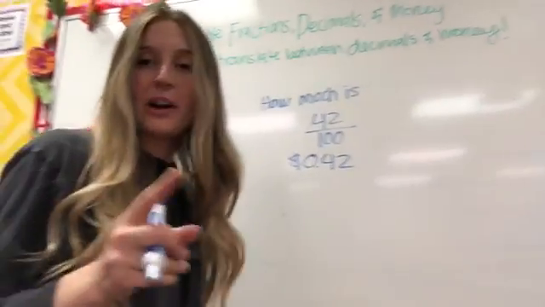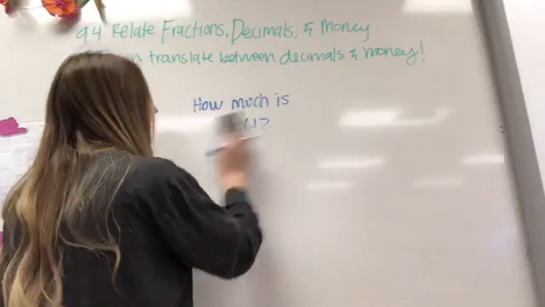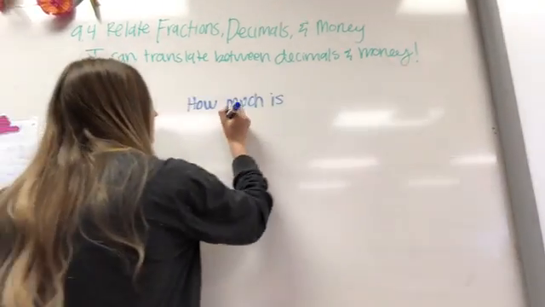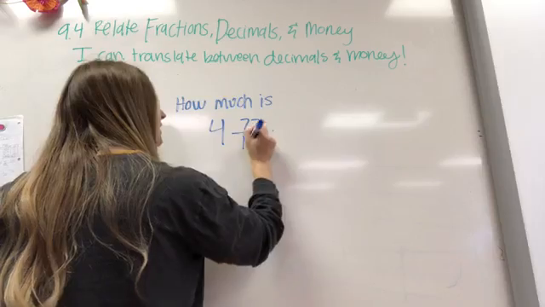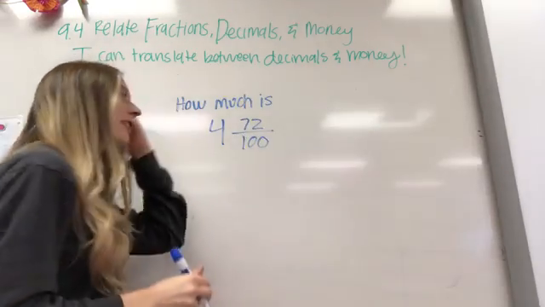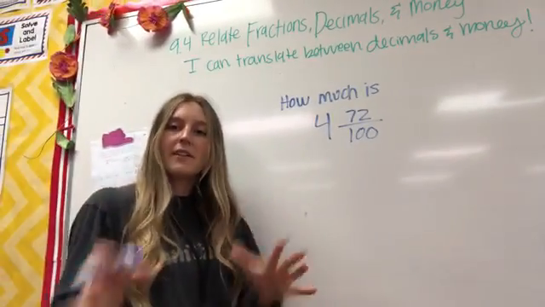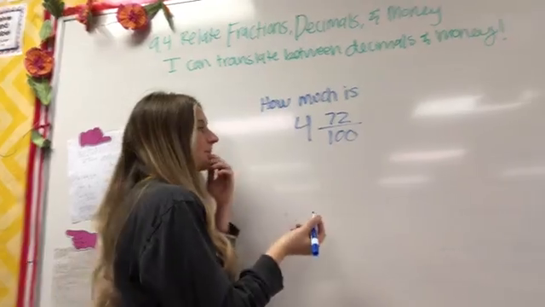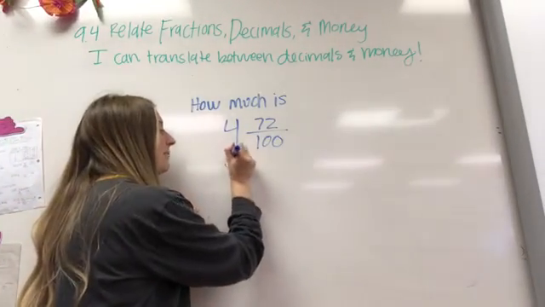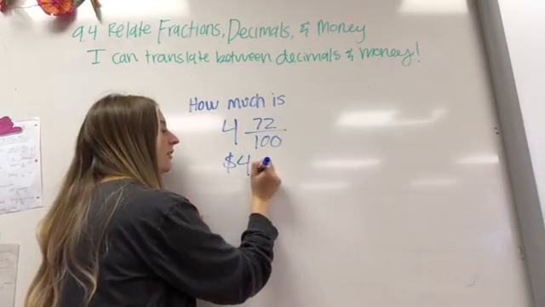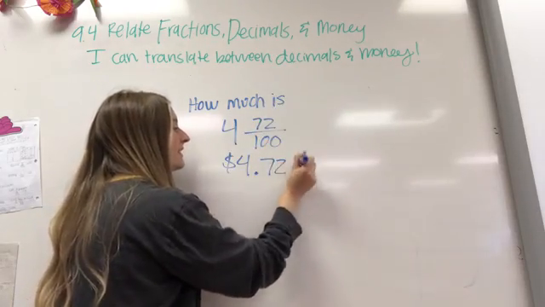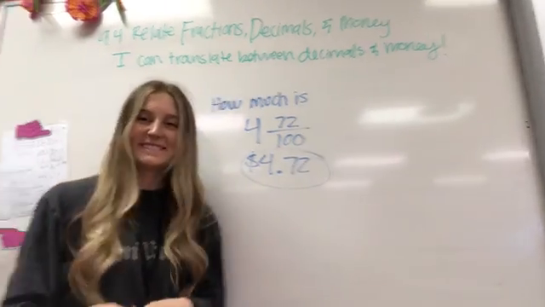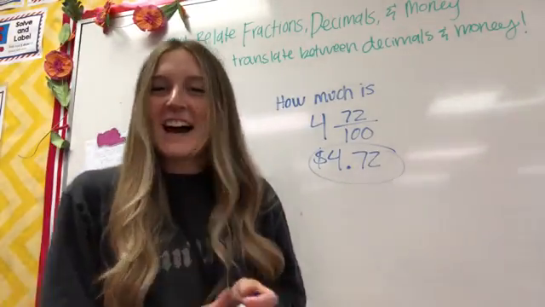Okay, last one. Here's your last pause problem. I know you can do it. Okay, I want to know how much is this? 4 and 72 over 100. Pause it, solve it, see how you do. I'm obviously going to keep going. So I write my dollar sign. I have $4, 4 whole dollars, and then this is 72 over 100, so 72 cents. Bada boom, bada bing.